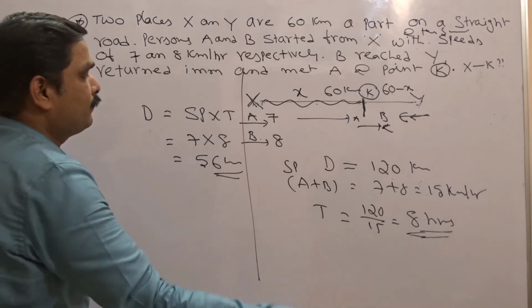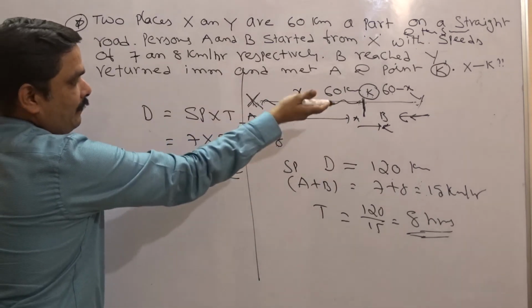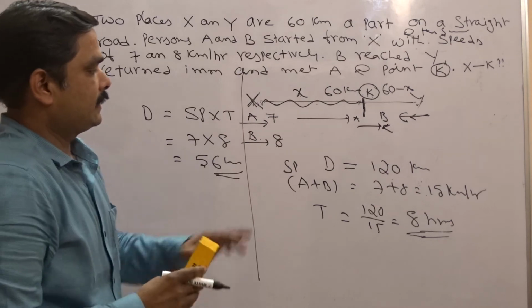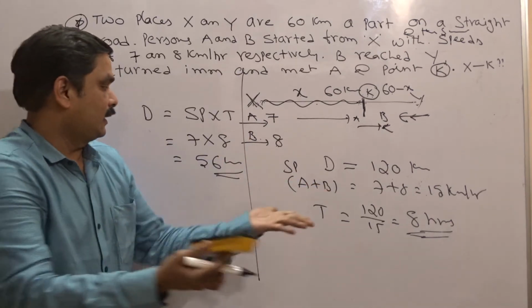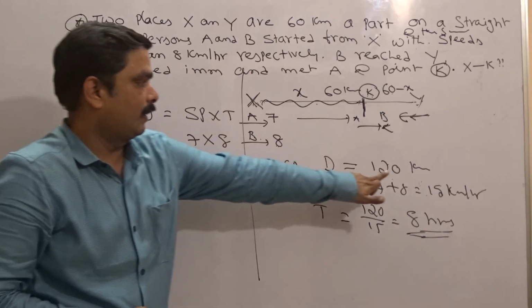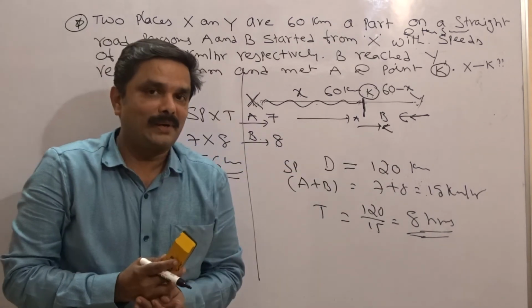Alright. Suppose they want us to find out the distance traveled by B, we should take 8 into 8, 64 kilometers there. Now, 64 plus 56, again I am going to get this 120. Hope you got the idea, right?